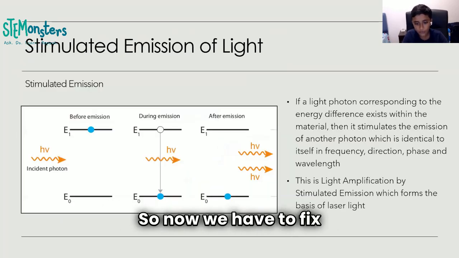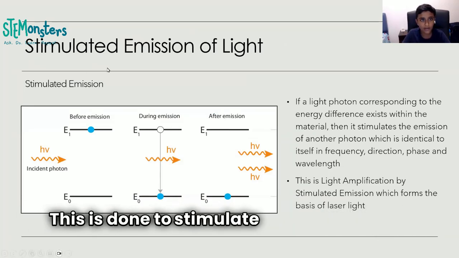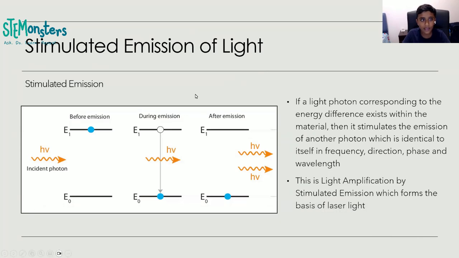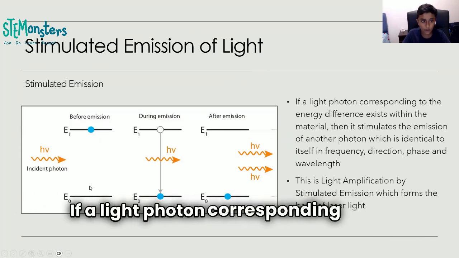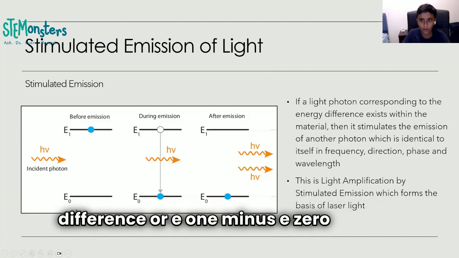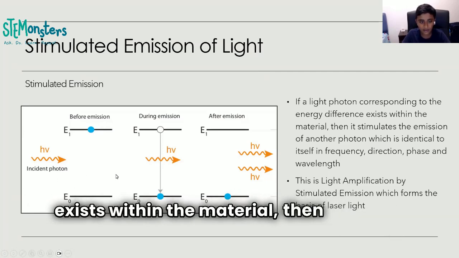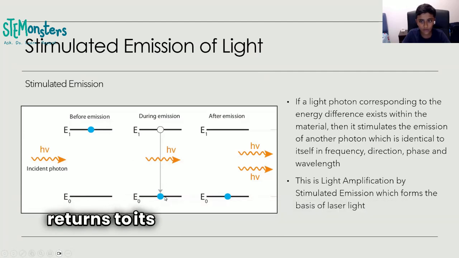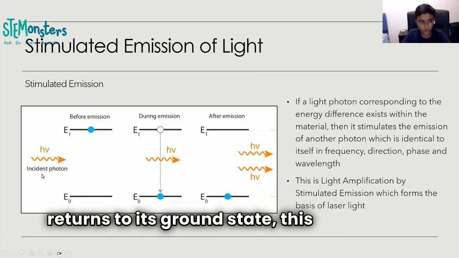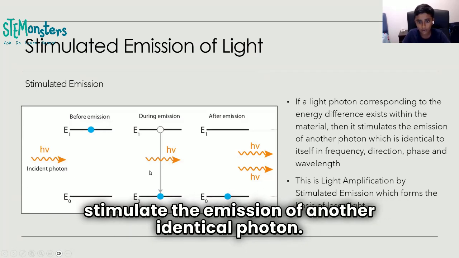So now we have to fix the problem of direction and wavelength. This is done through stimulated emission of light. If a light photon corresponding to the energy difference or E1 minus E0 already exists within the material, then when the electron returns to its ground state, this photon will stimulate the emission of another identical photon.